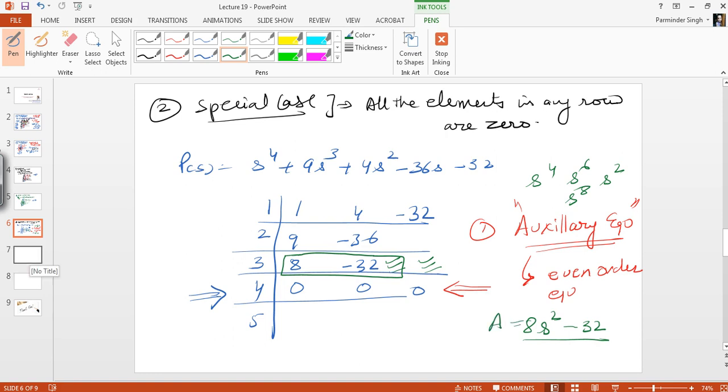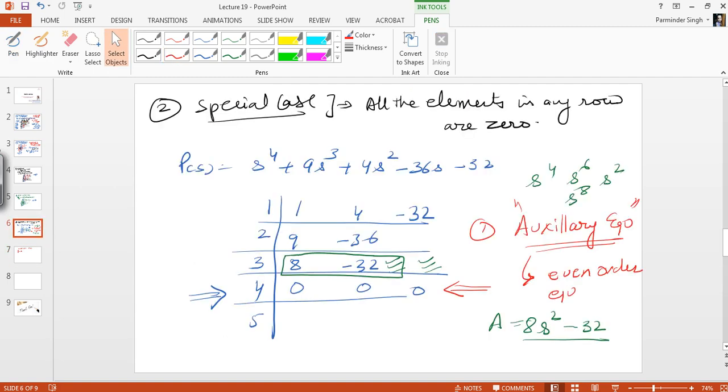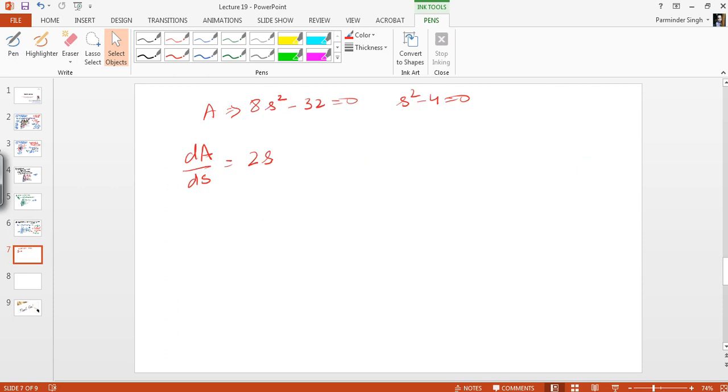Clear? Now we have the auxiliary equation, which is 8s^2 minus 32 equal to 0. This can also be written as s^2 minus 4 equal to 0. We'll take the derivative, so it becomes simply 2s. Clear? Now we're going to replace the zeros by the coefficient of this equation.